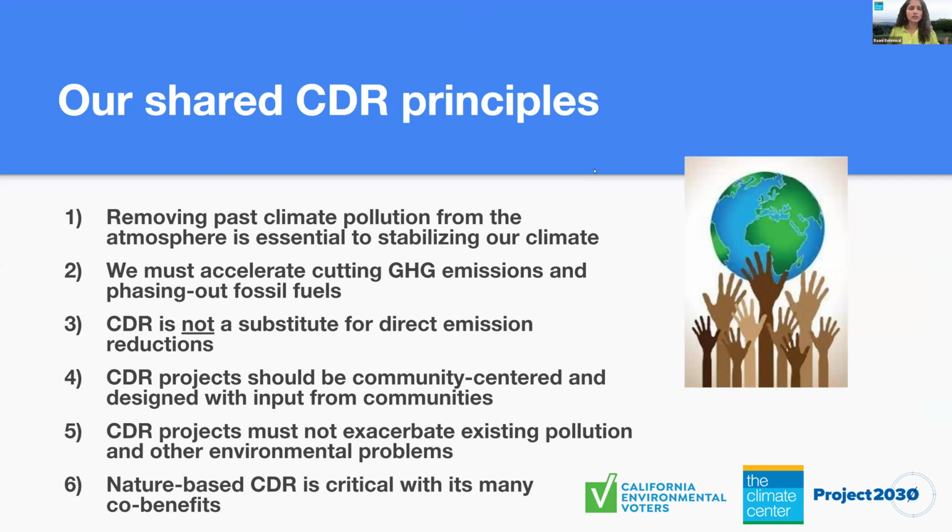So our 3 organizations, California Environmental Voters, Project 2030, and the Climate Center, have developed some shared principles as we learn together about carbon removal and the kinds of steps that need to be taken. Number 1, removing past climate pollution from the atmosphere is essential to stabilizing the climate. Number 2, we must rapidly accelerate the cutting of greenhouse gas emissions and the phasing out of fossil fuels.